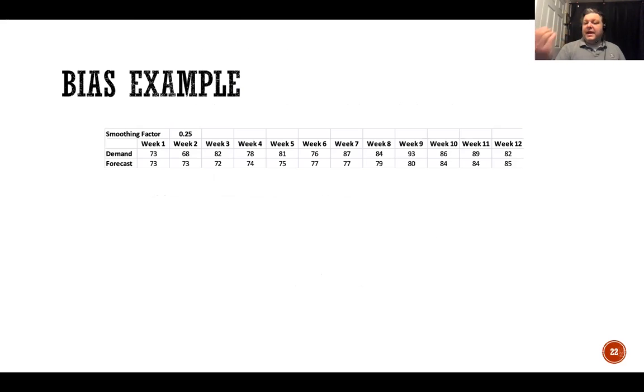And I assume that at the end of week 12, we actually sold 82 washing machines. So we predicted 85, but we sold 82. So we over forecasted. The forecast was greater than demand. And notice, for this problem, I'm going to subtract the demand from the forecast. Okay, so the top line from the bottom row.